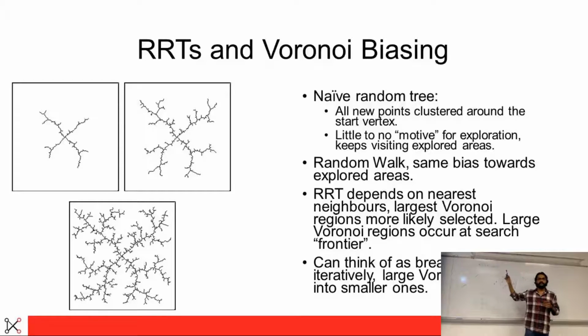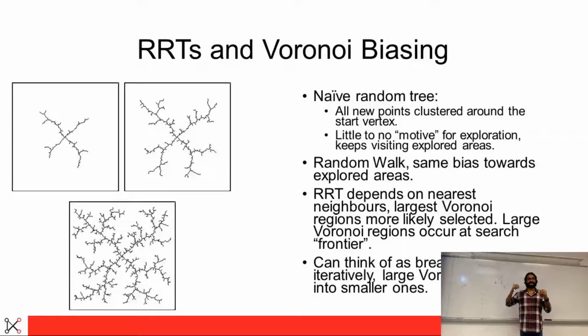A lot of the text has been taken from his slides. There is a slide on A Star and D Star, which you should definitely check out. Again, very well explained. So you understand now why and how Voronoi biasing works.